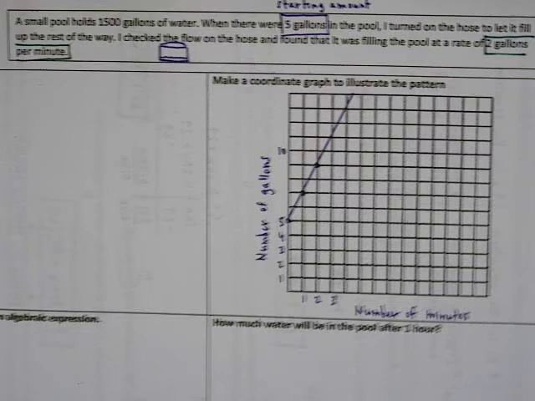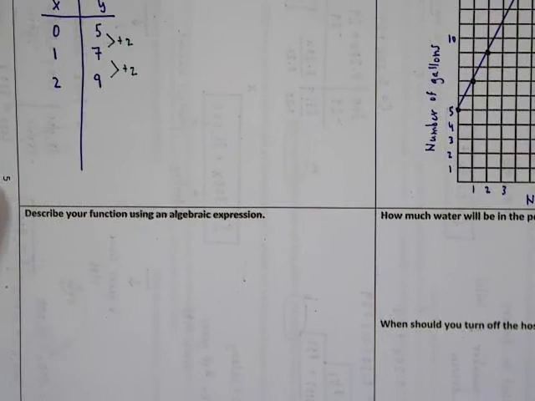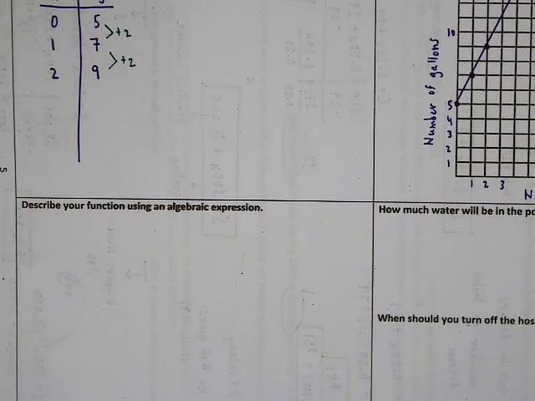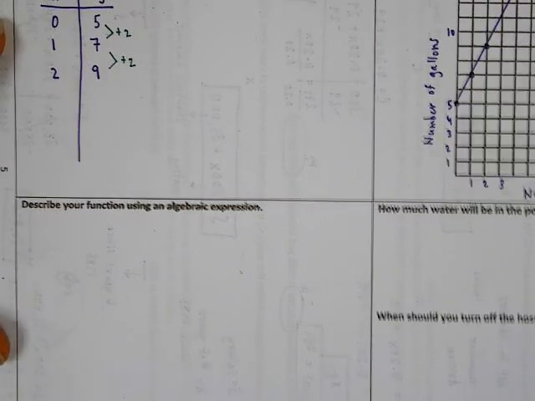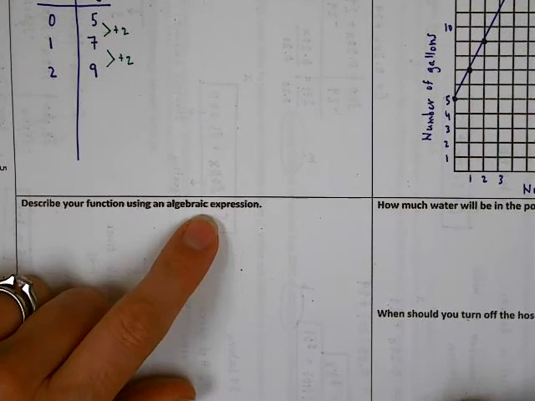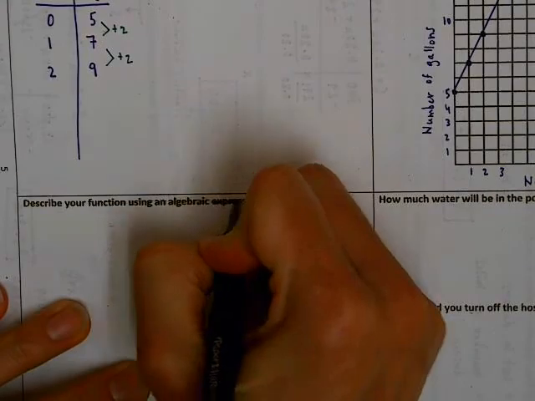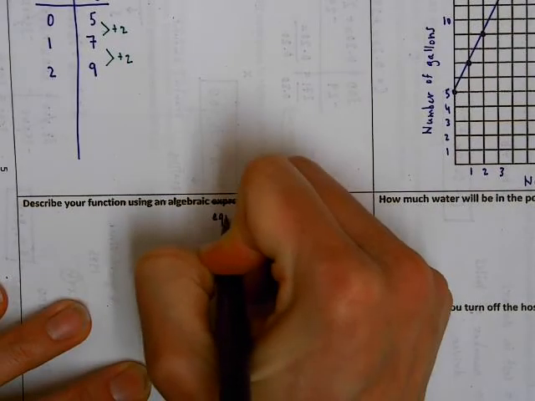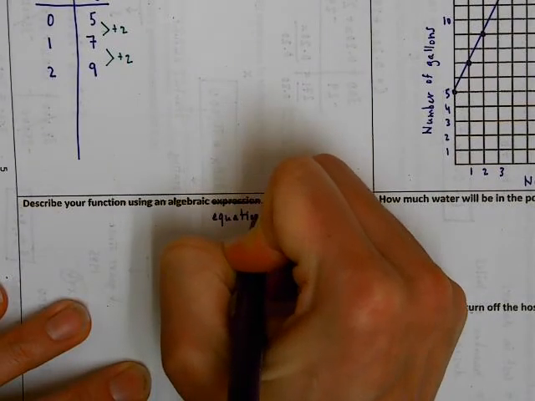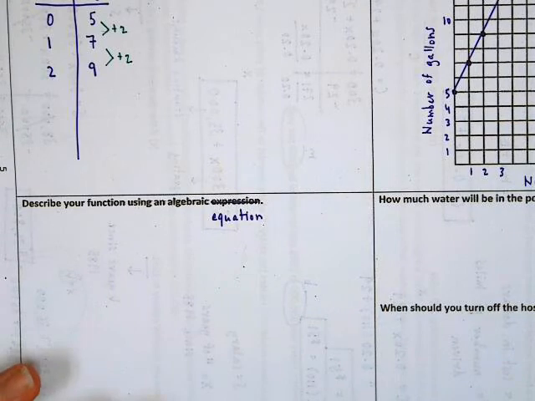Now, the next part here is asking us to describe our function using an algebraic expression. So I want to look at this a couple of ways. First, let's think about how we did this in the video. I'm going to say we're going to use an equation here, since that's what we are writing. Our linear models are looking like equations.